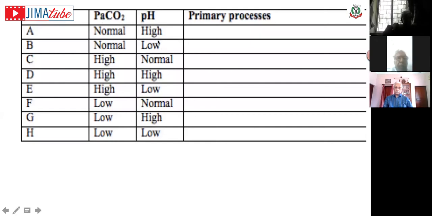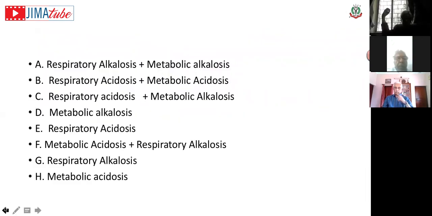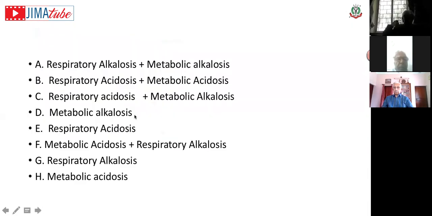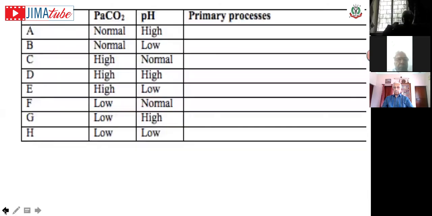What about normal PCO2 with a low pH? The possibilities are respiratory acidosis with metabolic acidosis. Both of them are acidotic. In metabolic acidosis, the PCO2 will be low. In respiratory acidosis, the PCO2 would be high. What about normal pH with a high PCO2? This can happen with respiratory acidosis and metabolic alkalosis. The pH will become normal, and both of these will cause high PCO2, both respiratory acidosis and metabolic alkalosis.